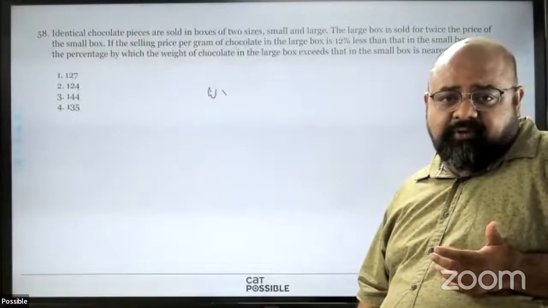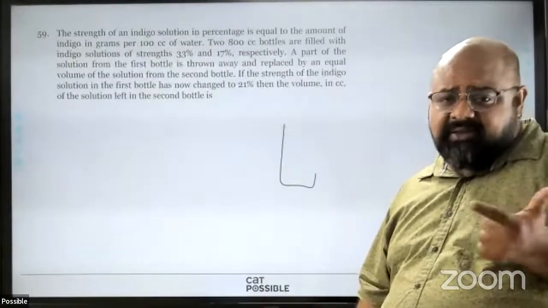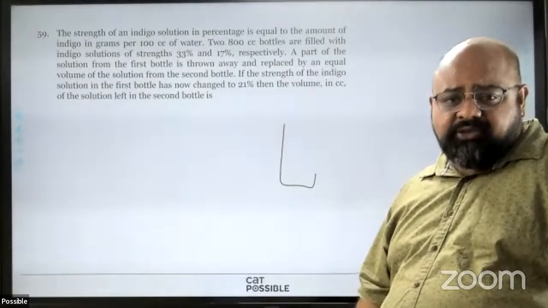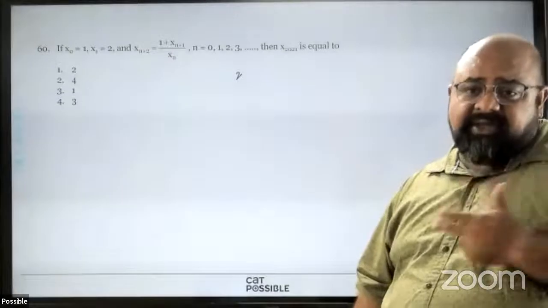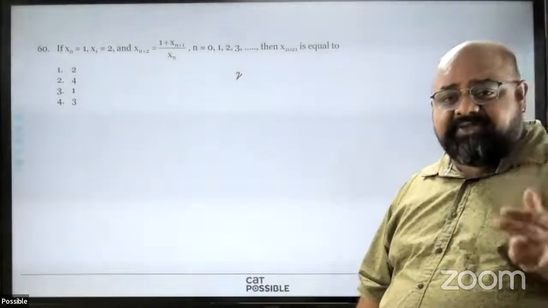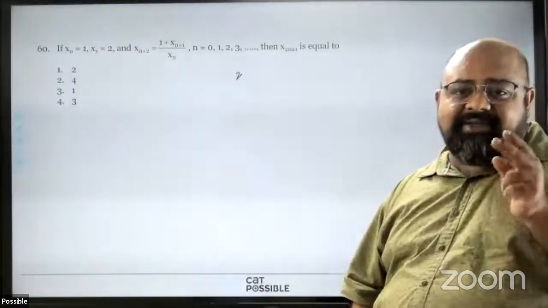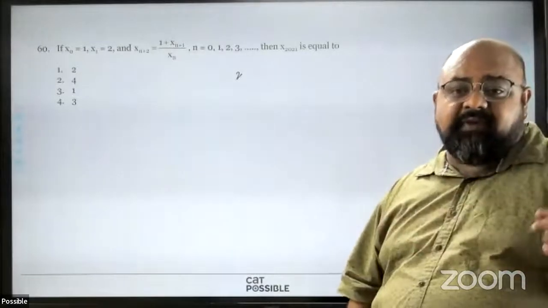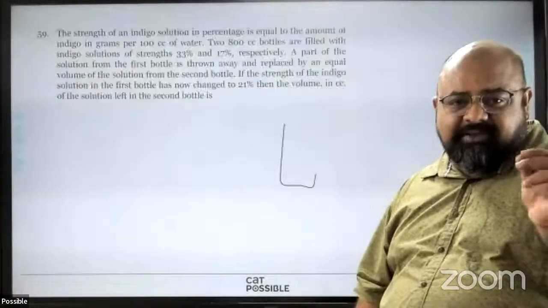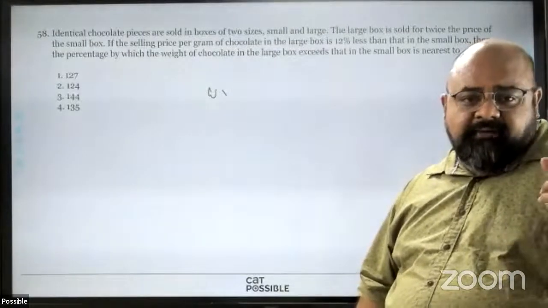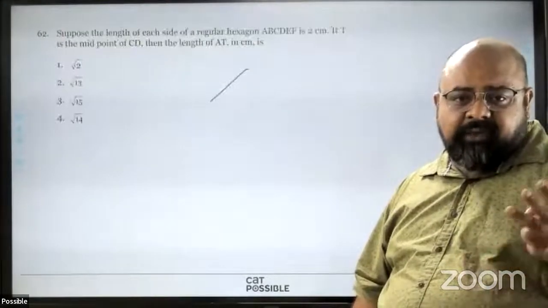So 57 I was not able to solve. 58 I think should have been solved, a basic percentage question. 59 again, a basic allegation, should have been solved. 60, because this kind of question has been asked in previous CATs where the pattern repeats, should have been solved, but there is a very good chance of making a mistake here. Since the pattern repeats after 5, the first thing that comes to mind is x 2021 will be equal to x equal to 1, which will not be the case because here we are starting from x naught and not x1. So a basic mistake might happen, so not counting it. 58, 59, 60 should have been done, a basic work question.